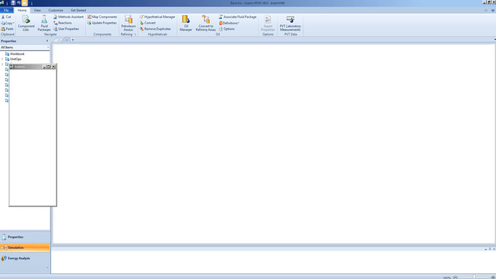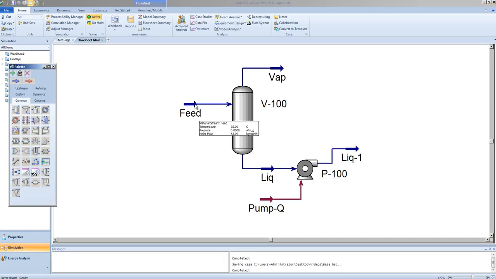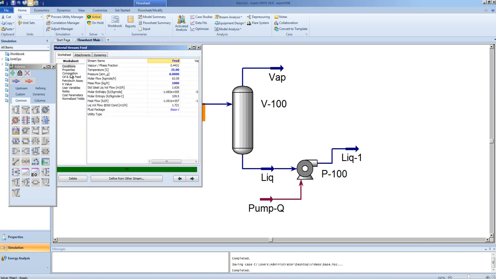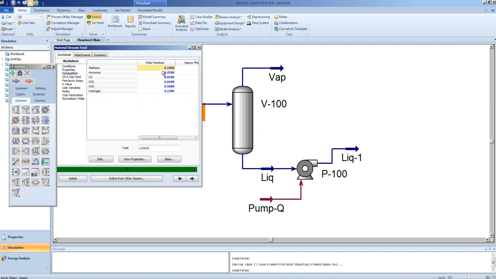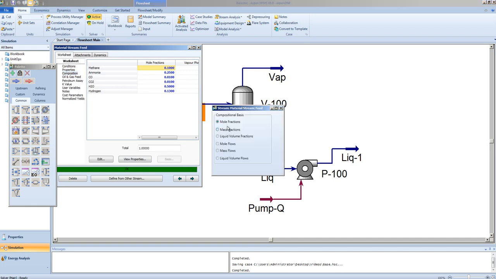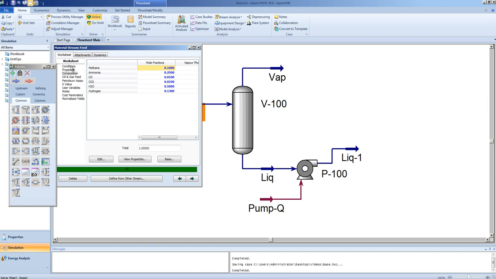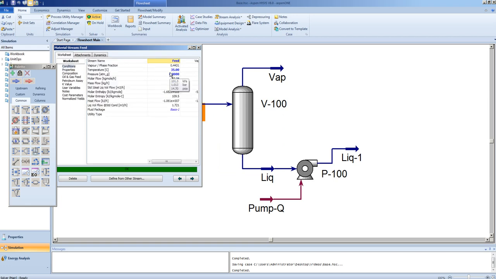In the simulation environment, we set up a feed stream. That feed stream had a composition of, basically, this composition given here on a molar basis. You can use the basis button, and you will see that it's in mole fractions. The conditions were 35 degrees Celsius, one atmosphere or zero atmosphere gauge, 1,000 kilograms per hour.